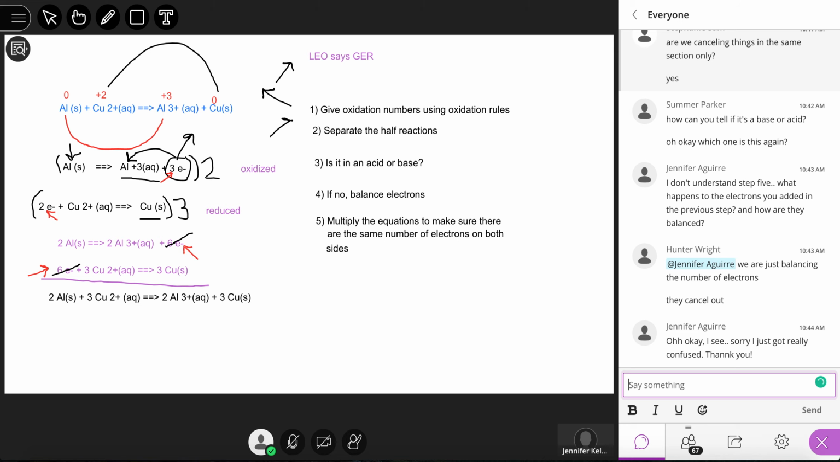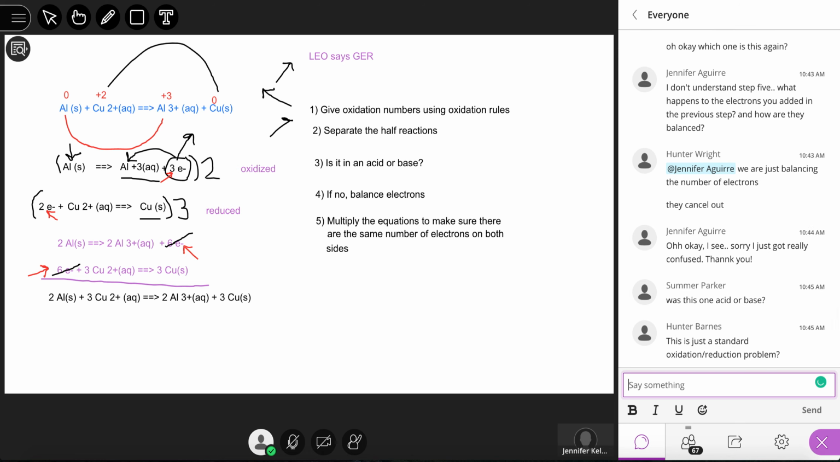All right. So that's all you have to do with the plain ones, the simple ones. This one was simple. It was not acid. It was not base. You could consider this just being in water. Just standard oxidation reduction. All right. Anybody need to take a picture of this or anything before I go on to the next one?